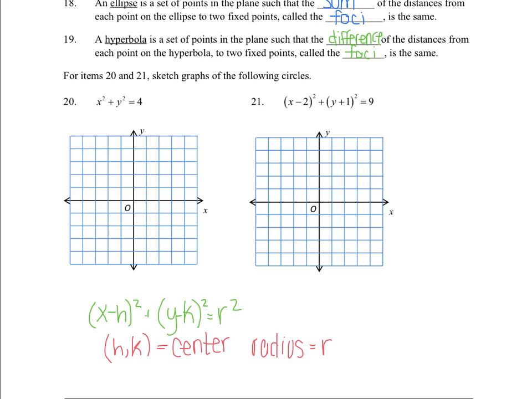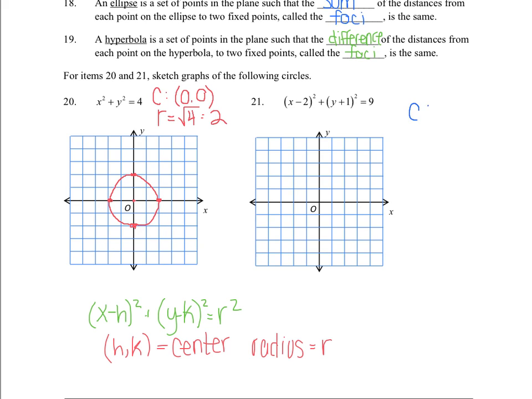So for 20, our center is going to be at 0, 0, and our radius is going to be the square root of 4, which is 2. So if I plot my center, I'm going to be going up 2, to the right 2, down 2, and to the left 2. And this is just a sketch, so it doesn't need to be perfect. My circles are definitely not perfect, but that's the sketch of our circle.